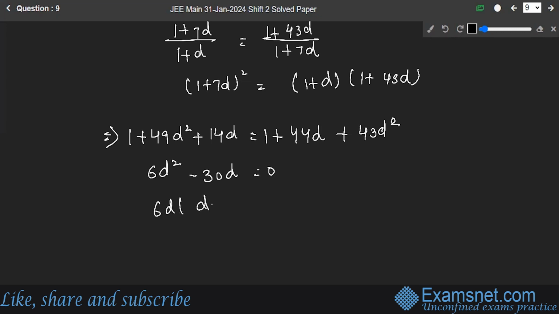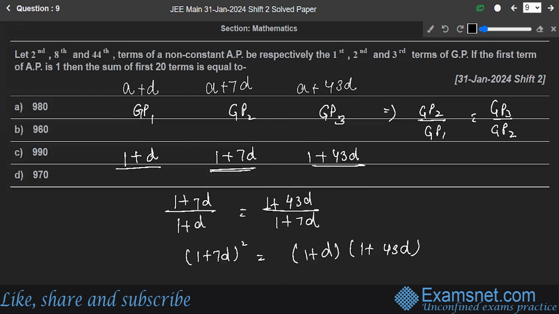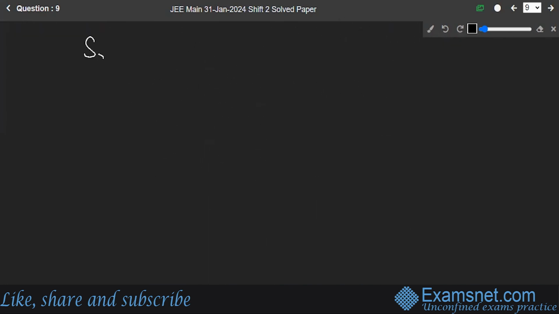Let's take 6D common: D minus 5 is equal to 0. That gives you either D is equal to 0 or D is equal to 5. D can't be equal to 0, of course, so we'll take D is equal to 5. And you're already given that A is equal to 1. Now, what you have to find out in the question, the sum of the first 20 terms, is S20.